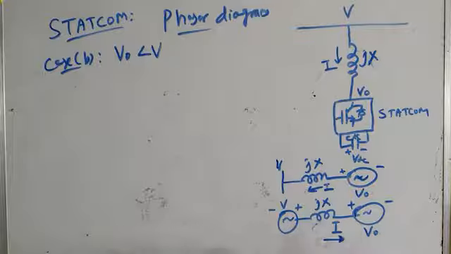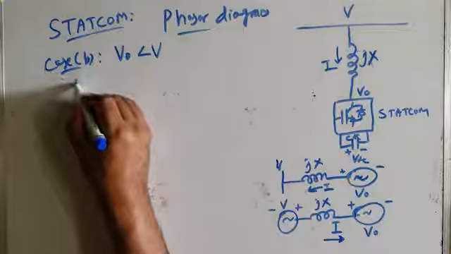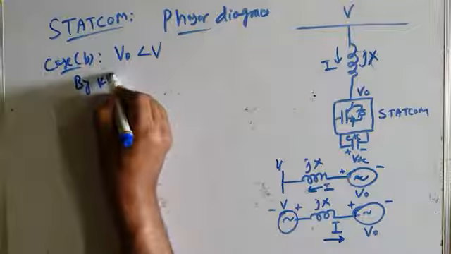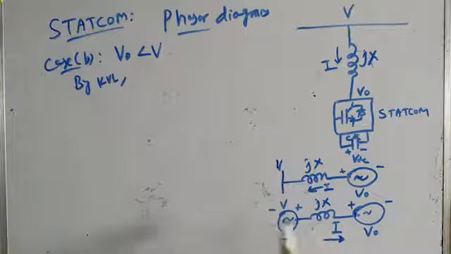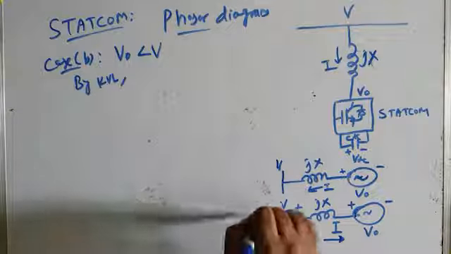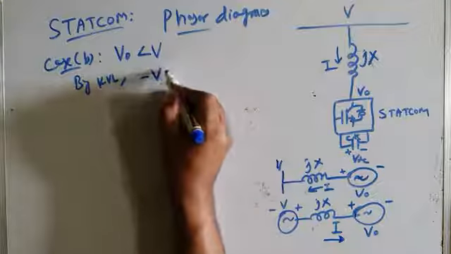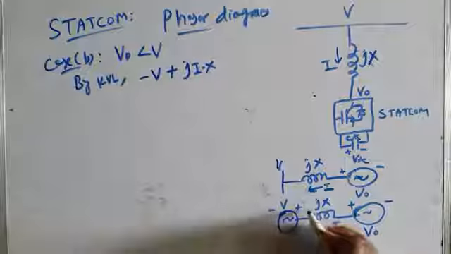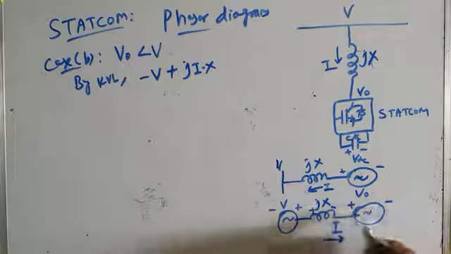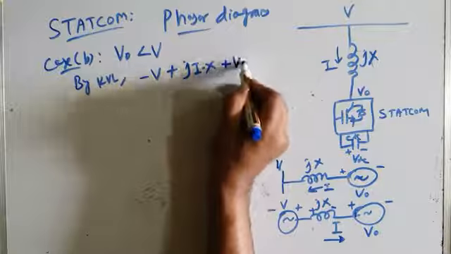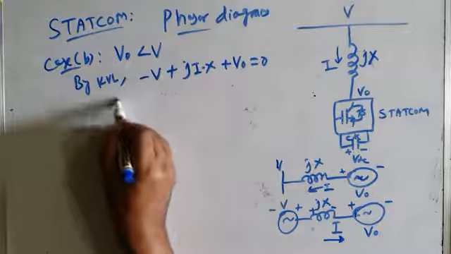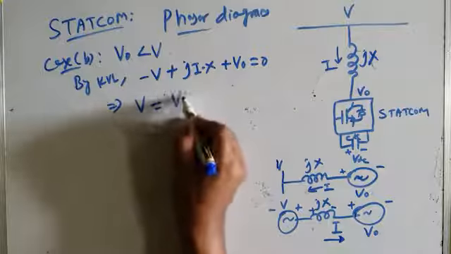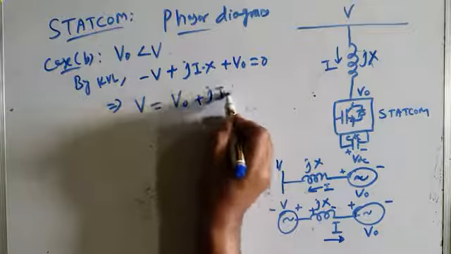So the instantaneous direction of the current will be opposite to the first case. So it will be in this direction. Apply KVL to this circuit. We can start from here. Traveling from negative to positive, it is minus V, plus this drop is JIX because current is in this direction, so it is plus, minus V0 is equal to 0. So this will make V equal to V0 plus JI into X.